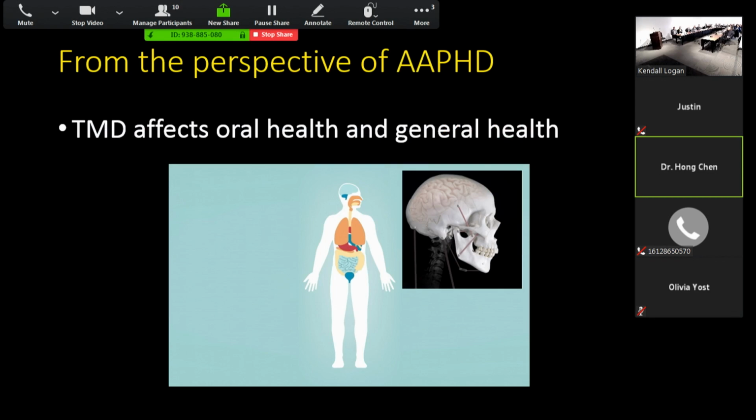So let me just repeat. TMD affects oral and general health.